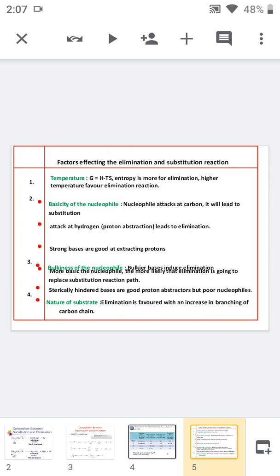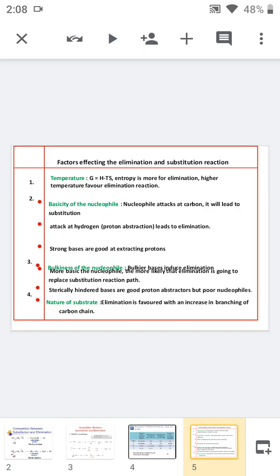The second factor is the basicity of the nucleophile. The nucleophile attacking the carbon atom leads to the substitution reaction that we discussed earlier. And if the nucleophile attacks a hydrogen, a proton abstraction, it leads to the elimination reaction. Here the strong bases are good at extracting protons. So if we are using a strong base, elimination is the result.